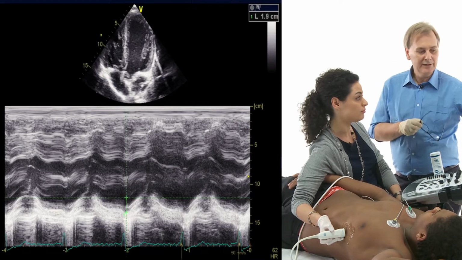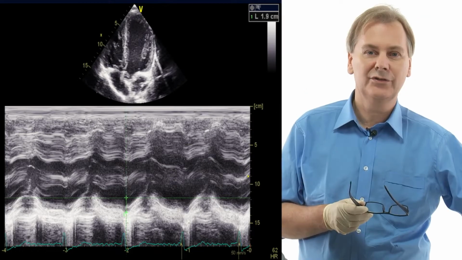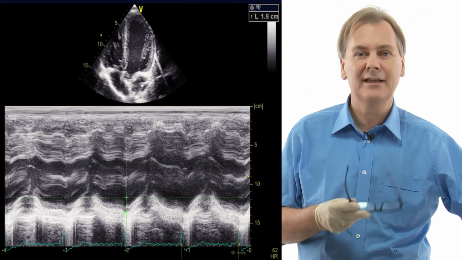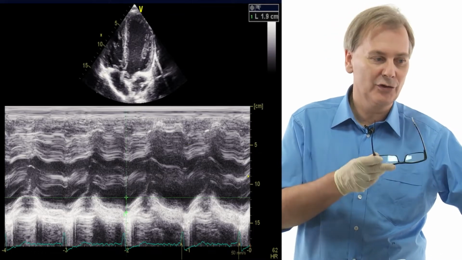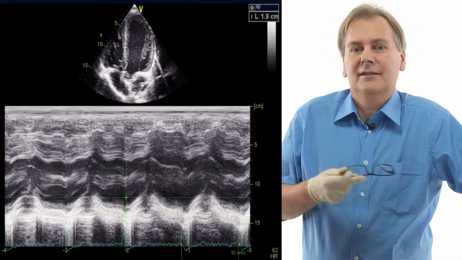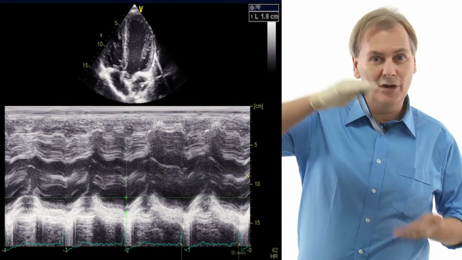Yes, and the interesting thing is that the right ventricle has higher values than the left ventricle. So the so-called mitral annular plane systolic excursion is less than the excursion of the right ventricle, which just confirms what Anna said, that the right ventricle moves more in a longitudinal direction.